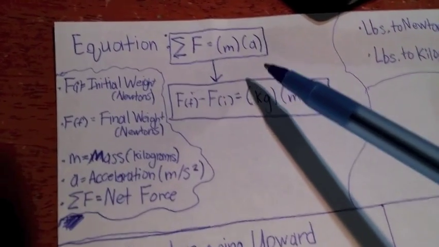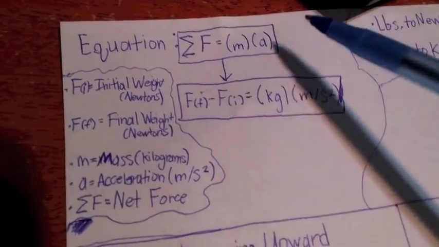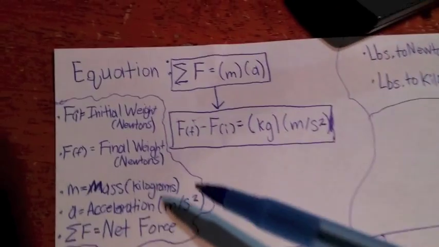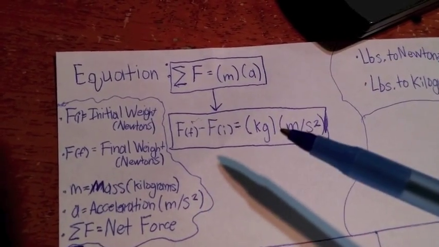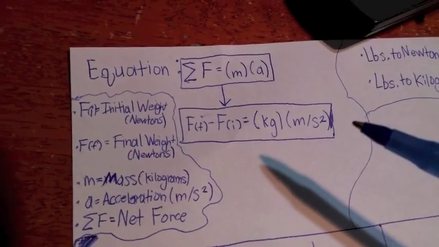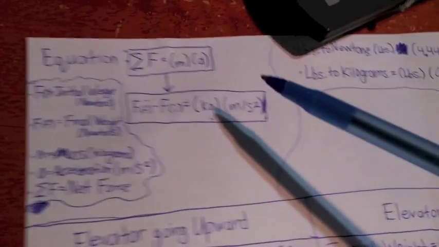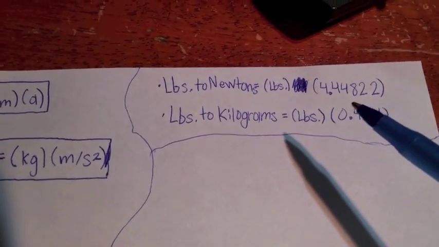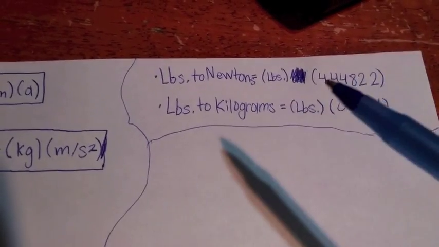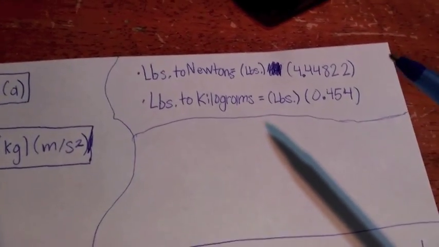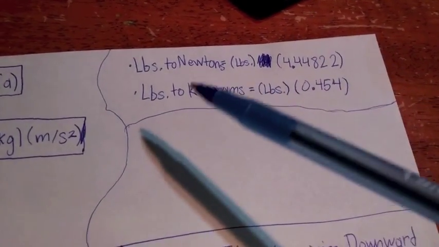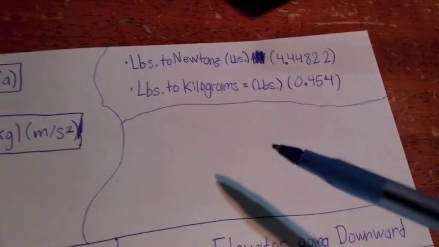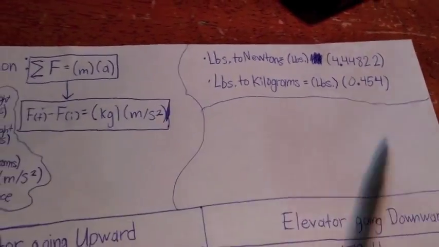We have our initial equation, which is net force equals mass times acceleration. And when we simplify, this looks like force final minus force initial equals mass in kilograms times acceleration in meters per second squared. So then moving on, we have our conversions. Our conversion from pounds to newtons is 4.44822 times your weight, because 1 pound is 4.44822 newtons. Similarly, our conversion from pounds to kilograms is pounds times 0.454, because 1 pound is 0.454 kilograms.